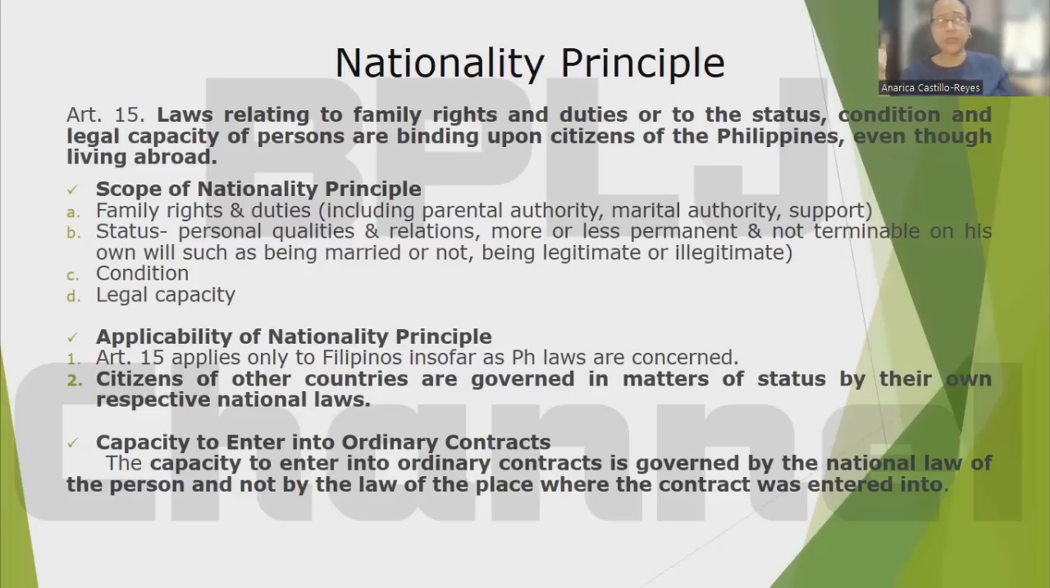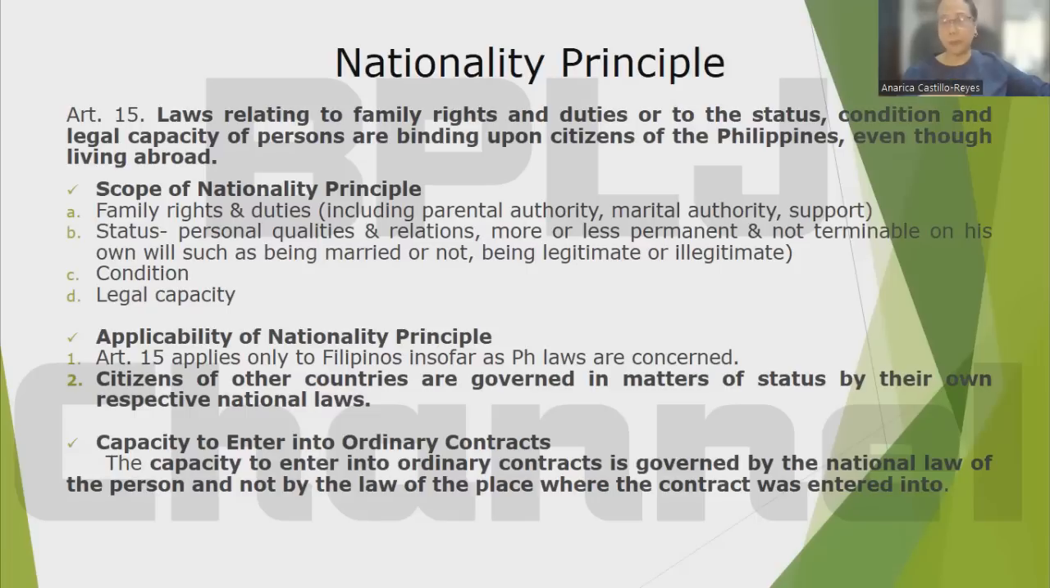Now, citizens of other countries are governed in matters of status by their own respective national laws. The capacity to enter into ordinary contracts is governed by the national law of the person and not by the law of the place where the contract was entered into. So, in certain countries, the legal age is 21. In the Philippines, it is 18. So what if, let us say in South Korea, the legal age in that country is 21. What if a Filipino who is only 18 years of age enters into a contract of sale, for example, in South Korea? Is that considered valid? The answer is yes. Why?